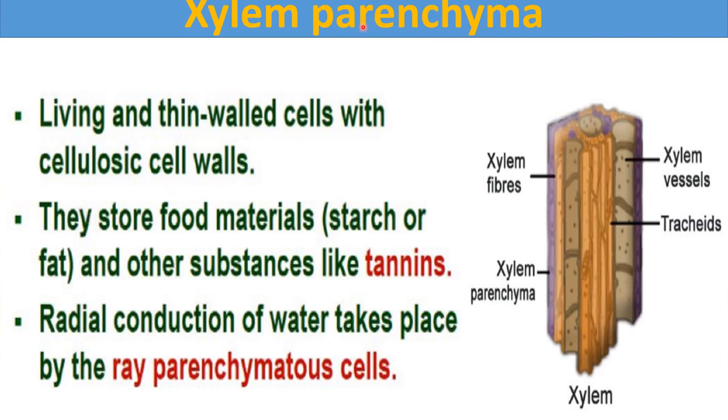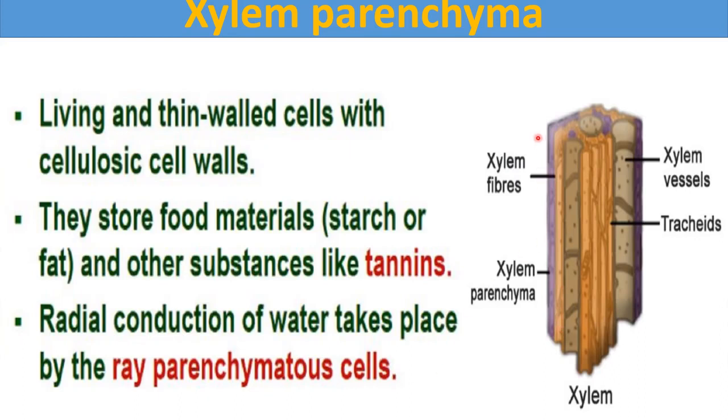Now what is their function? What is the function of parenchyma here? They store food material, that is starch or fat. Food is stored mainly in the form of starch in plants, or it can be in the form of fat and other substances like tannins. These are also some secondary metabolites in plants which are stored inside the xylem parenchyma. Radial conduction of water takes place by ray parenchymatous cells.